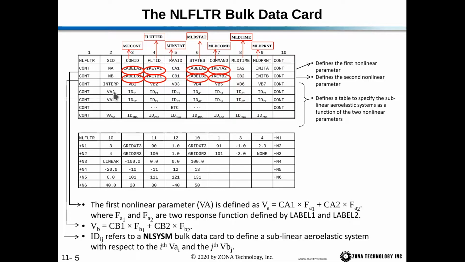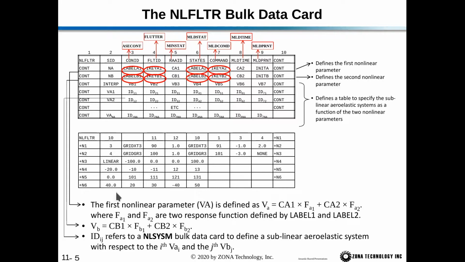So our first nonlinear parameter, we can split that up into as many discrete values as we would like. This is an open-ended input. The second nonlinear parameter, you can only have up to 7 discrete values. And then this is our table of nonlinear system matrices. So what ZAERO does is at each time step, it calculates the nonlinear parameter and then does this table lookup.